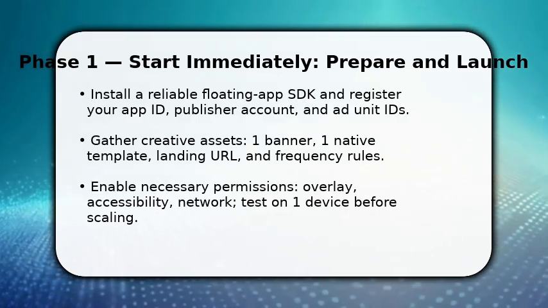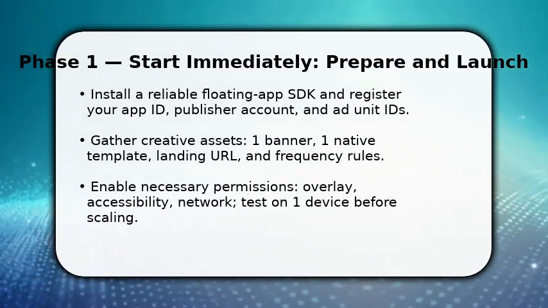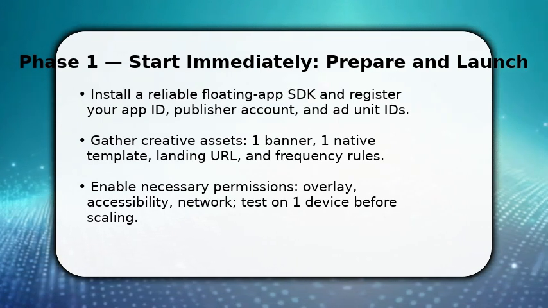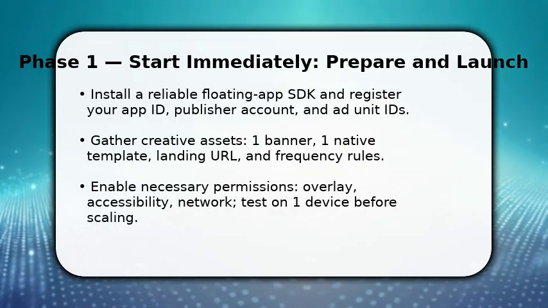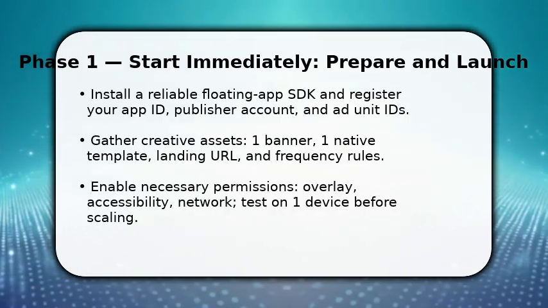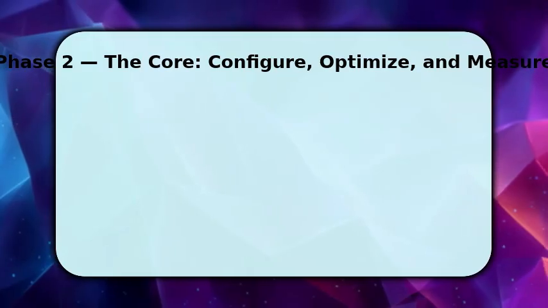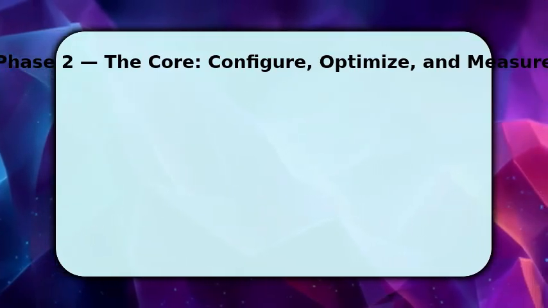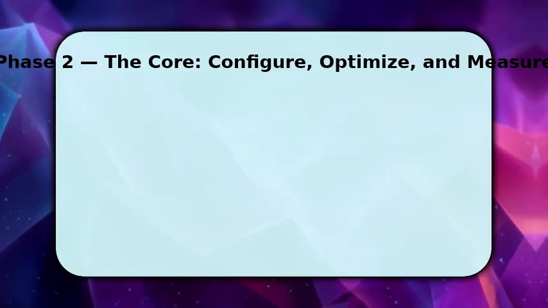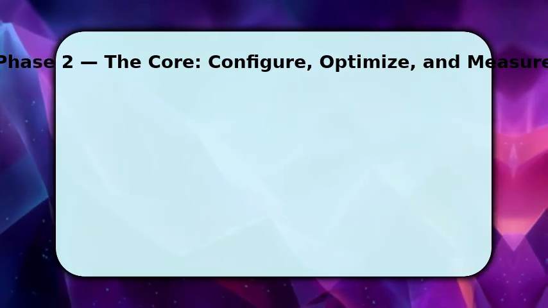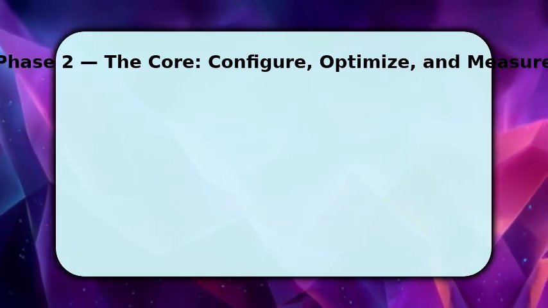Test on one device and watch logs for impressions and requests so you confirm the pipeline works before you proceed to optimization. Now you configure targeting, frequency caps, and viewability rules to protect UX while maximizing CPM. Once set, implement mediation or header bidding so the highest eCPM source wins. Make sure to map creative sizes and timeouts correctly, or you'll waste auctions.